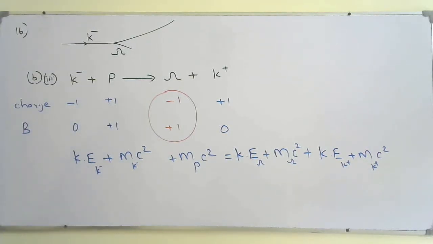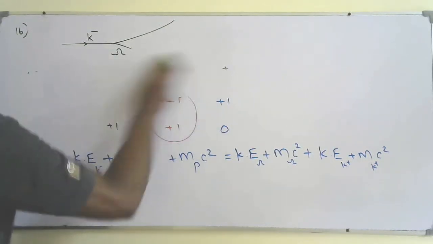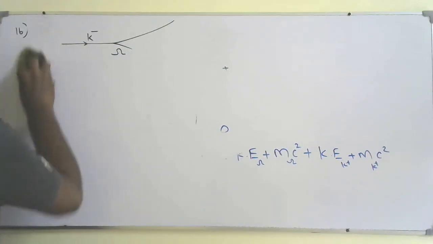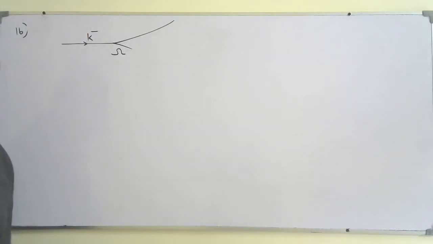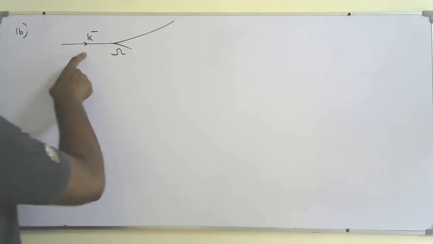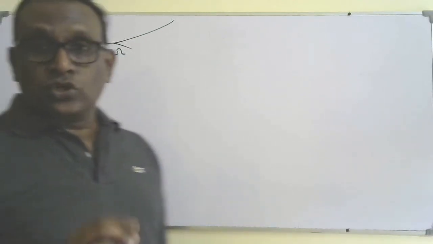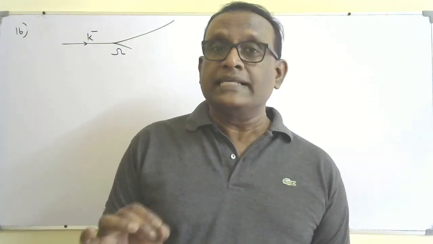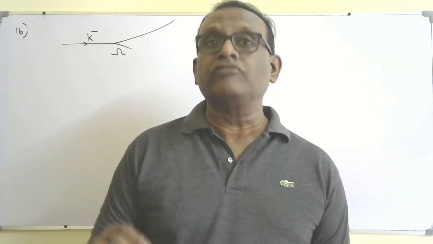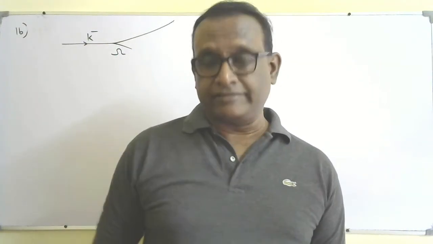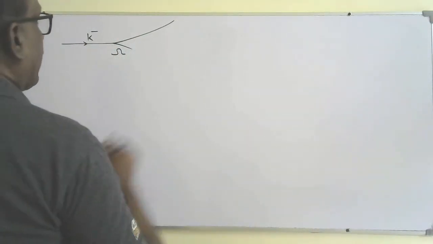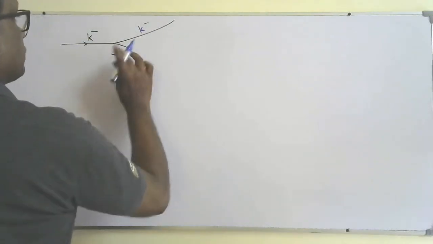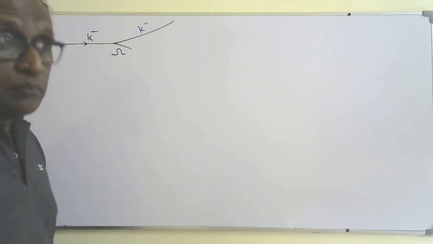The total momentum is conserved. We can explain it like this. The proton is at rest, so the proton has no momentum, only the K minus is in motion. So the initial total momentum will be the same as the momentum of K minus because the proton is at rest. After collision, they create an omega particle and a K plus, so both of them have momentum.